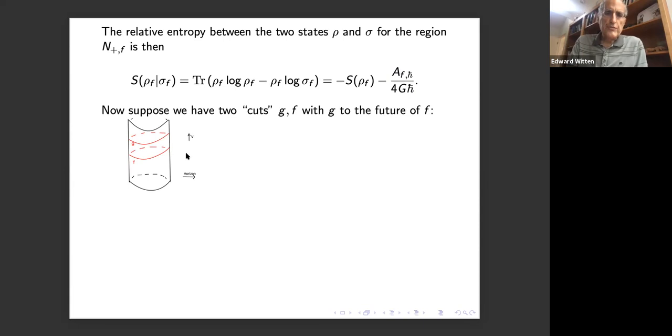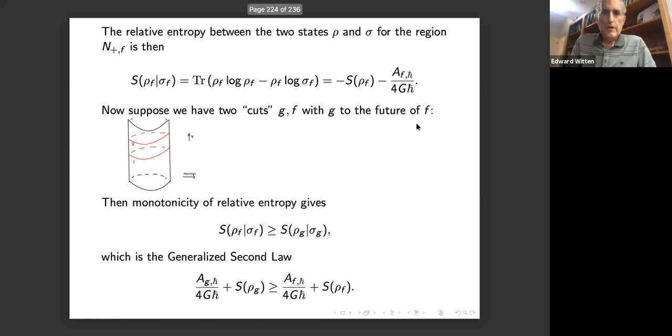I've drawn a different picture, which is more what the black hole looks like to an outside observer. In the pictures I've drawn so far, we emphasized that the horizon is a null surface, which is what you would see if you were crossing the horizon. To an outside observer, the black hole looks like a stationary object. So I'm here visualizing the black hole as a time-independent object. But the vertical direction in this picture is the null V direction. In the discussion, we have two cuts G and F with G to the future of F. Then monotonicity of relative entropy says that one relative entropy is bigger than the other. And this formula for the relative entropy becomes the generalized second law.